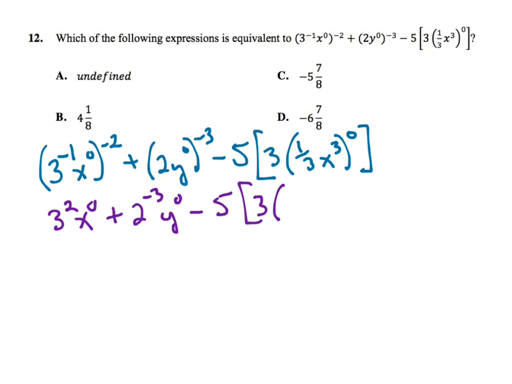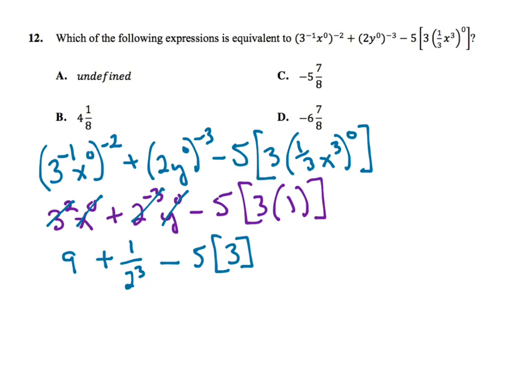Hey, any non-zero to the power of 0 is what? 1. There we go. It doesn't matter how much stuff is in here, because once I raise it to the power of 0, it becomes 1. All right. Well, let's go ahead and deal with some of this crud over here. So 3 squared is 9. Do I care about this x to the power of 0? No, it's 1. 9 times 1 is 9. Okay, plus 2 to the power of negative 3 is 1 over 2 cubed. Once again, I can cancel out that y to the power of 0 because it's equal to 1. Minus 5 times 3 times 1.